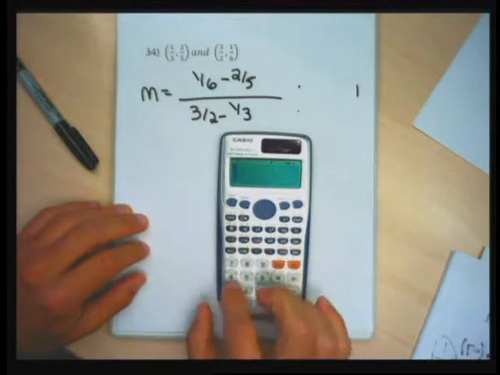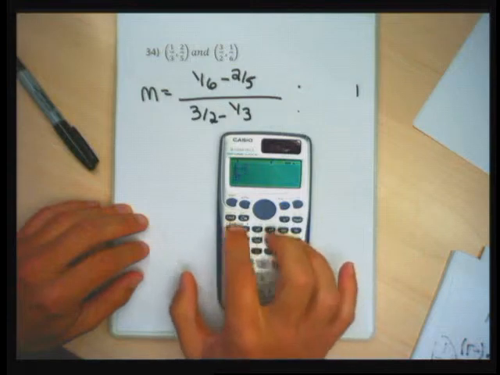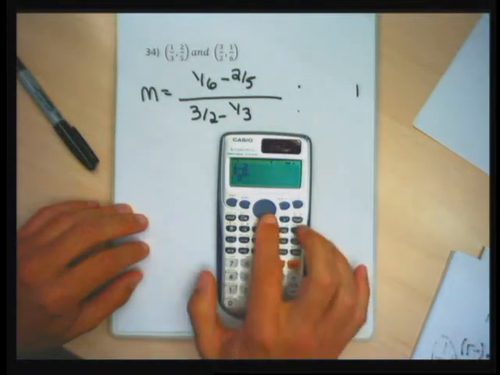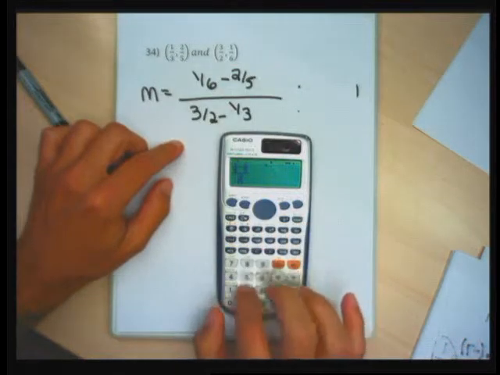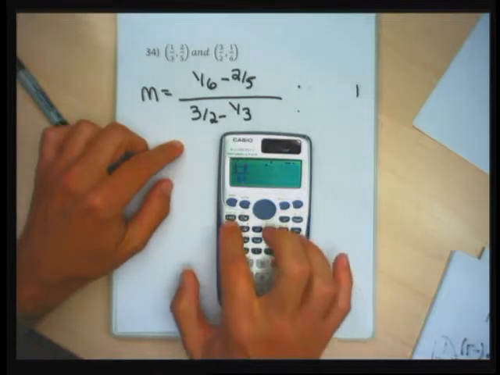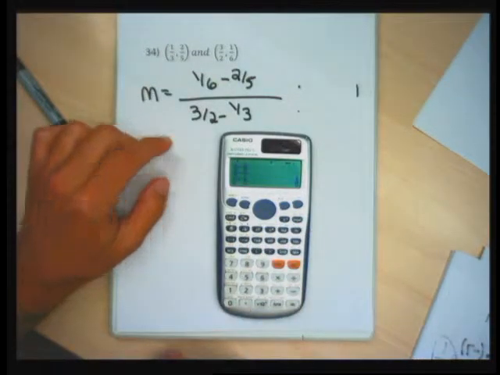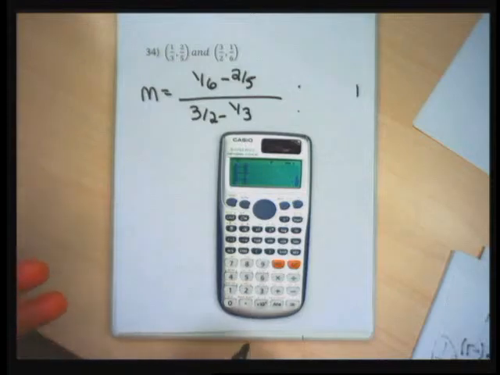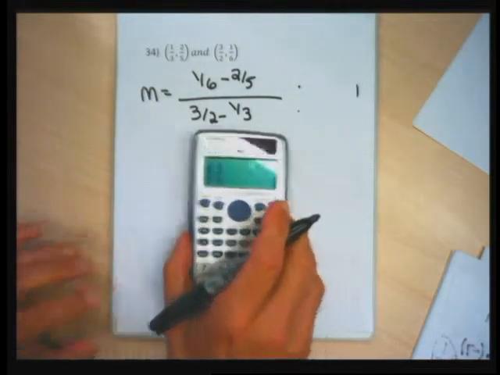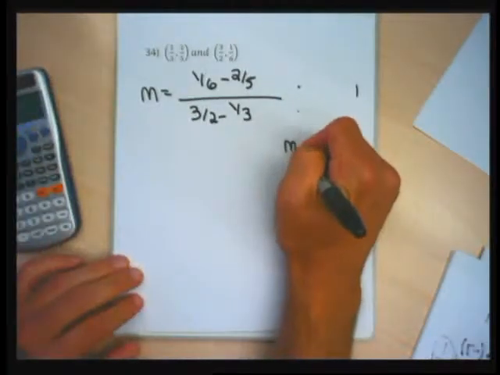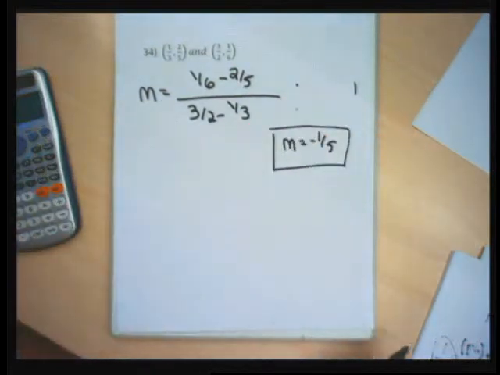So in the numerator, I'm going to go 1/6 minus 2/5. In the denominator, I'm going to go 3/2 minus 1/3. And I get -1/5. Just because I can, I want to show you how to do it. I'll do it by hand, but I would never expect anybody to want to do this by hand. That's the answer. Fast forward if you don't want to see me do it by hand.